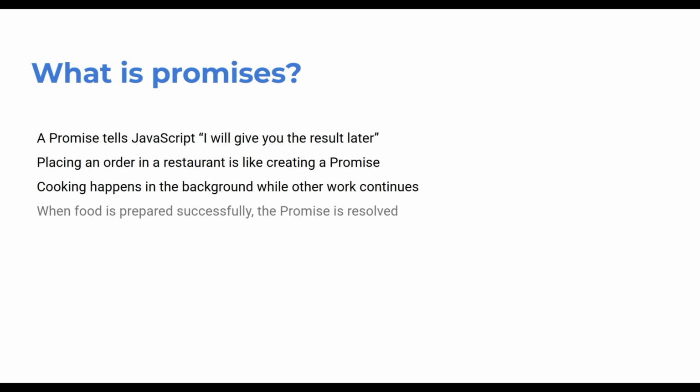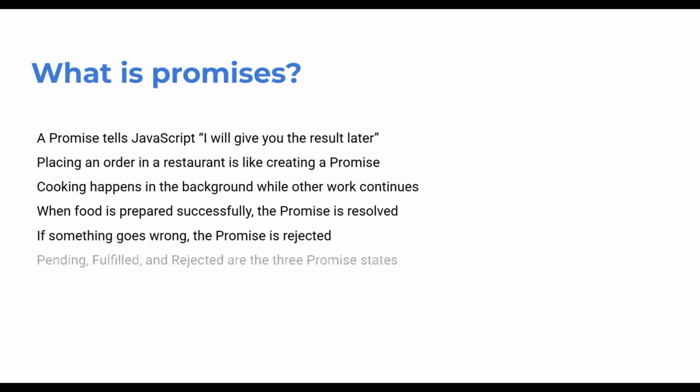If the food is prepared successfully, the waiter brings your food. This is called resolve. If something goes wrong, like ingredients are missing, the waiter apologizes. This is called reject.